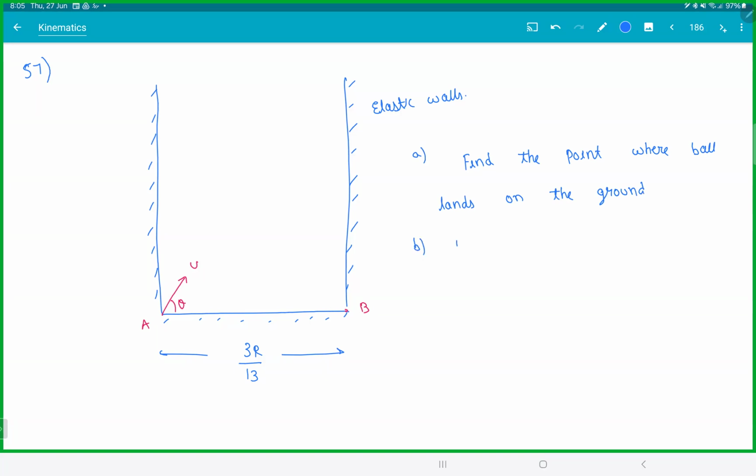Find h max and time of flight. Neglect the time interval during collisions. During colliding, there will be a small negligible time, you can ignore it.